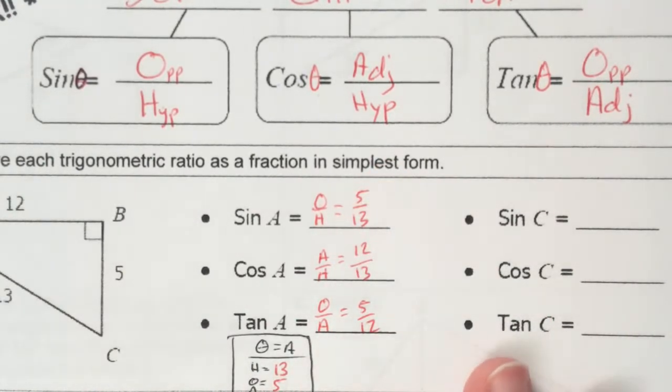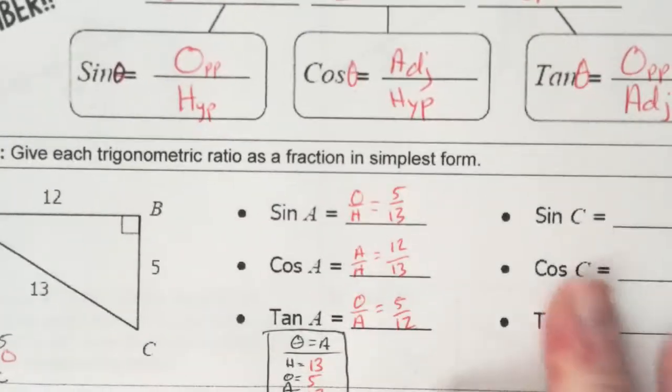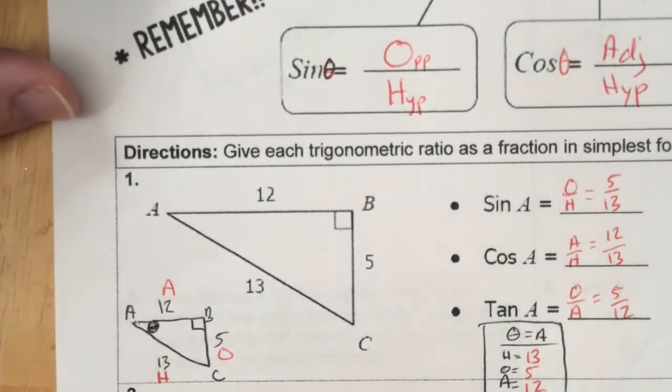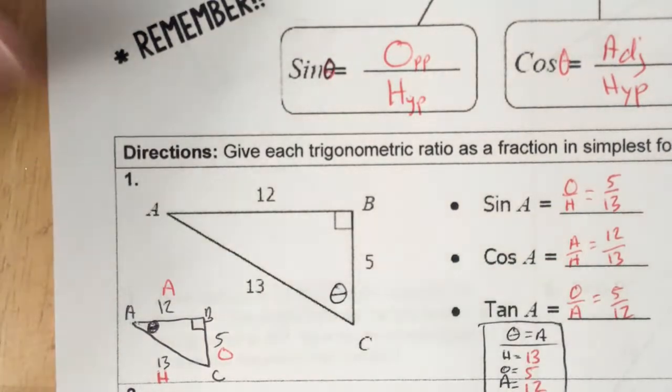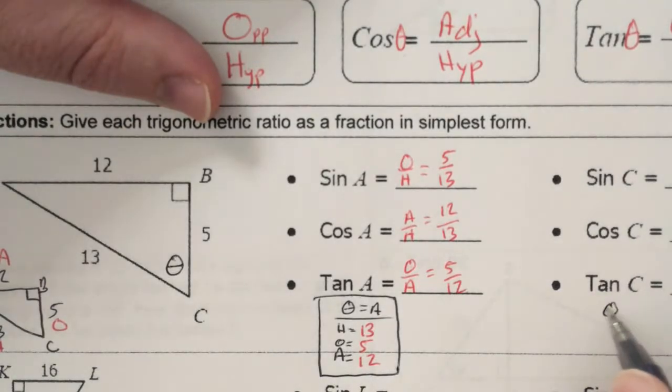That's it. Let's do it again. What if I did sine of C? So C is your theta. Here's the angle C, and there's your theta. You're going to put the angle there. Let's label. If your theta was C, I need to find H, O, and A.